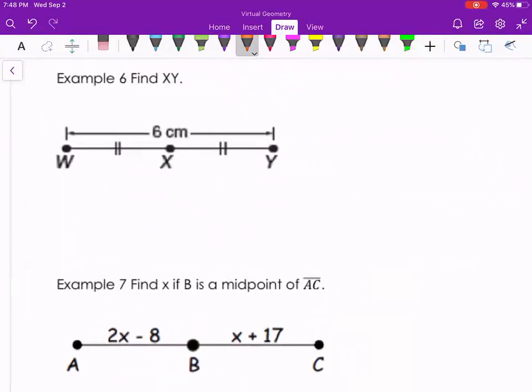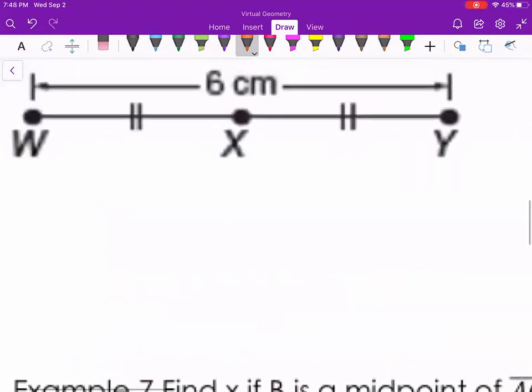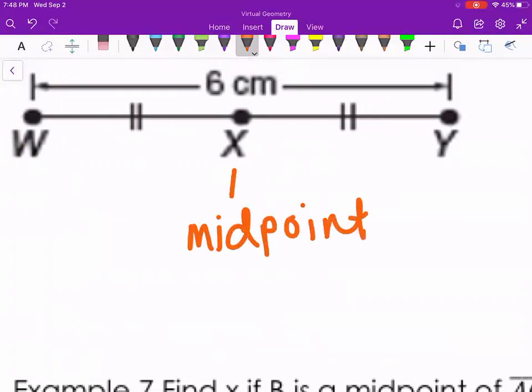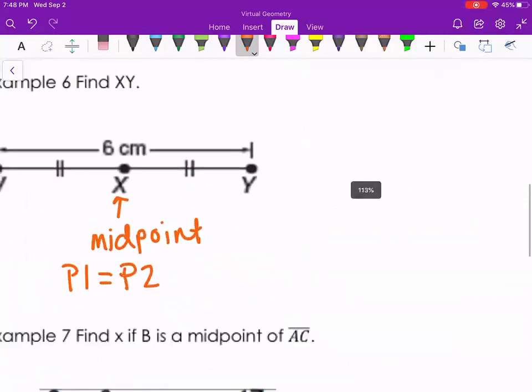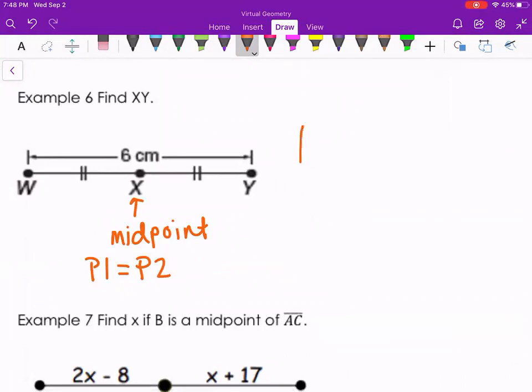All right, so find the length of X to Y. So notice again, X to Y. We're looking at X specifically. Look what's on either side of it. Two dashes and two dashes, meaning that X is a midpoint or a segment bisector. So if I have a midpoint, I have part one is equal to part two. So let's fill that in. I'm going to come over to the side here. So part one equal part two.